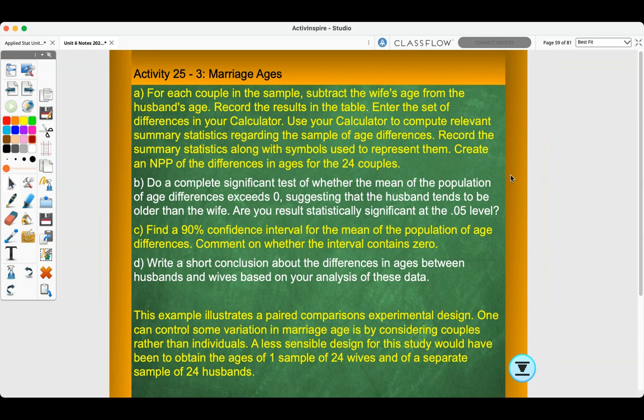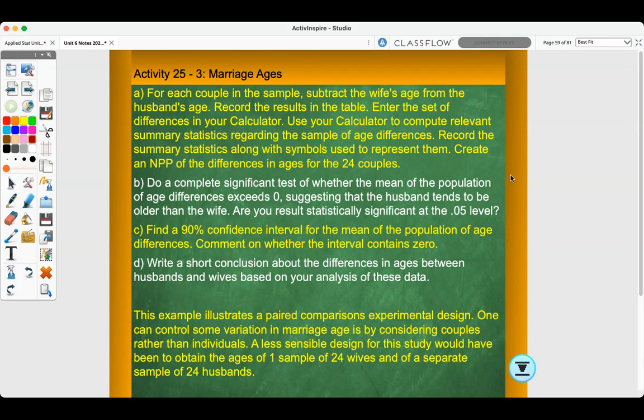Enter the set of differences in your calculator. Use your calculator to compute the relevant summary statistics regarding the sample of age differences. Record the summary statistics along with the symbols used to represent them. Create an NPP, normal probability plot, of the differences in ages for the 24 couples. So I want you to pause the video now and do that.